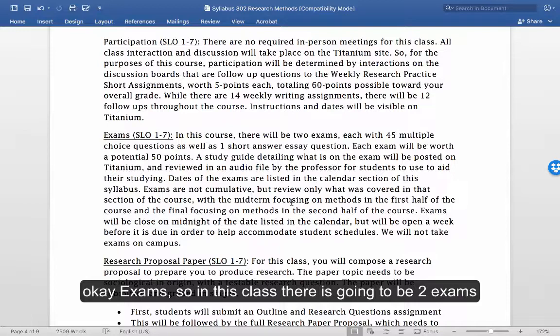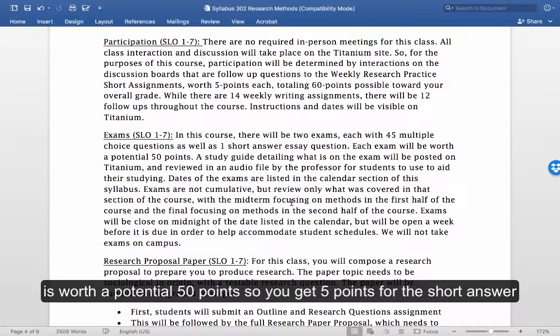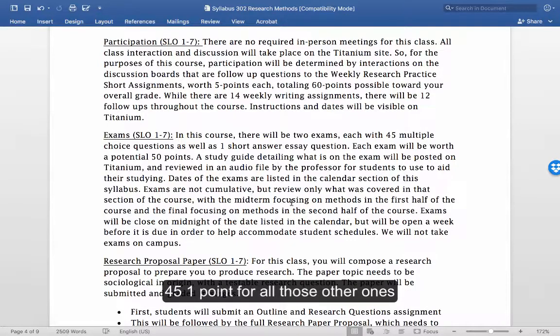Okay, exams. So in this class, there's going to be 2 exams, each with 45 multiple choice or true-false questions, as well as 1 short answer essay question. So each exam is worth a potential 50 points, right? You get 5 points for the short answer, and 1 point each for all the other ones.